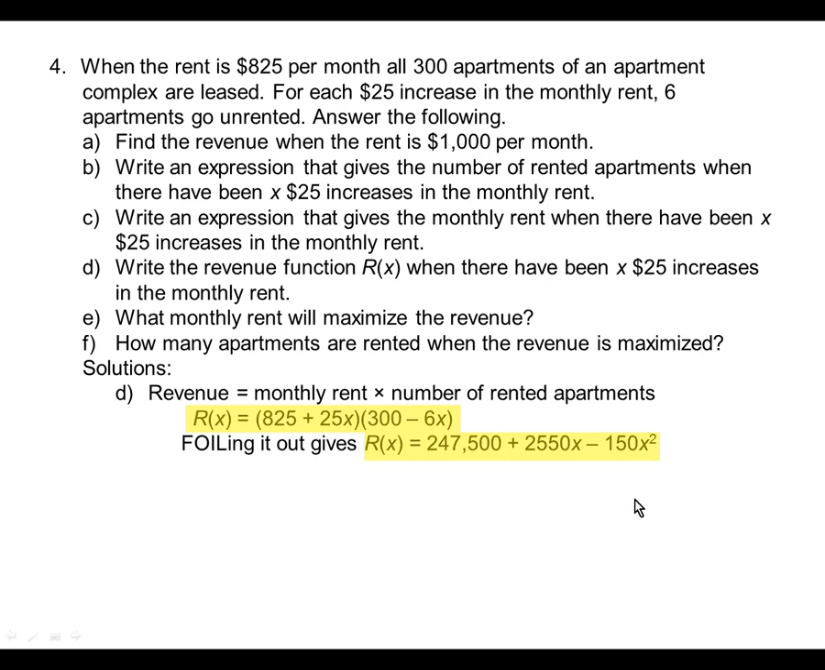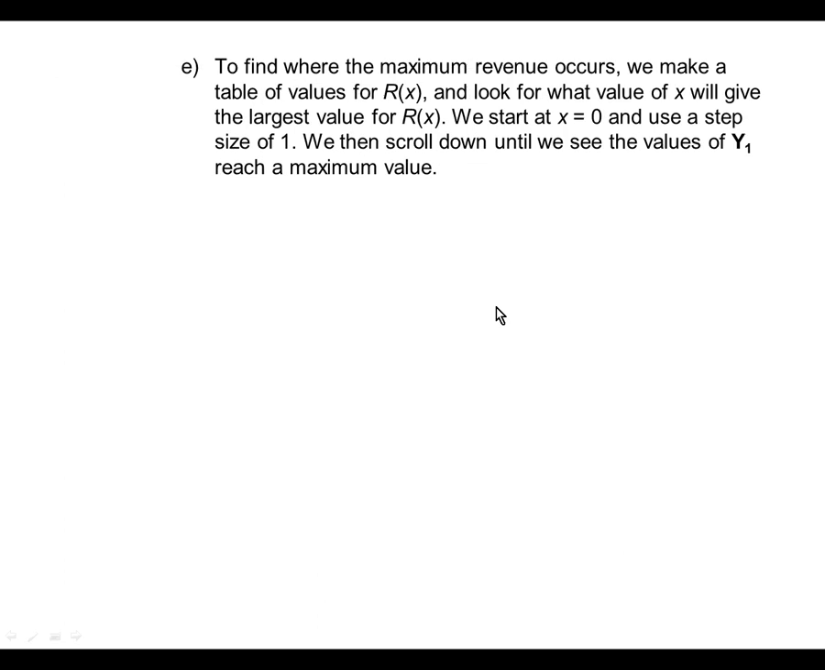Question E says, what monthly rent will maximize the revenue? To find where the maximum revenue occurs, we make a table of values for R of x and look for what value of x will give the largest value for R of x. So we start at x equals 0 because it doesn't make any sense to have any empty apartments. Use a step size of 1. That way we don't skip anybody.